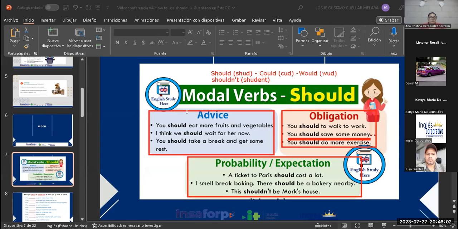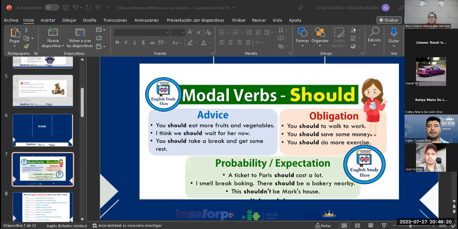So, in conclusion, we may say that we have three types of use for the modal verb should: advice, consejo; obligation, it is obvious, right; and probability or expectation. Honestly, I consider that a modal verb like should is more focused on advice. But let's check this.